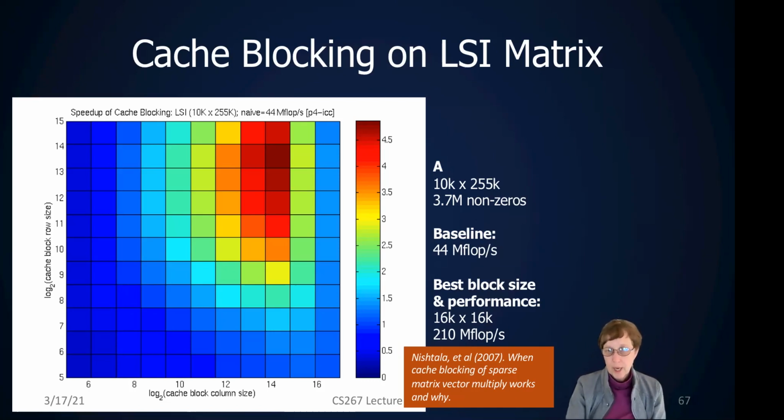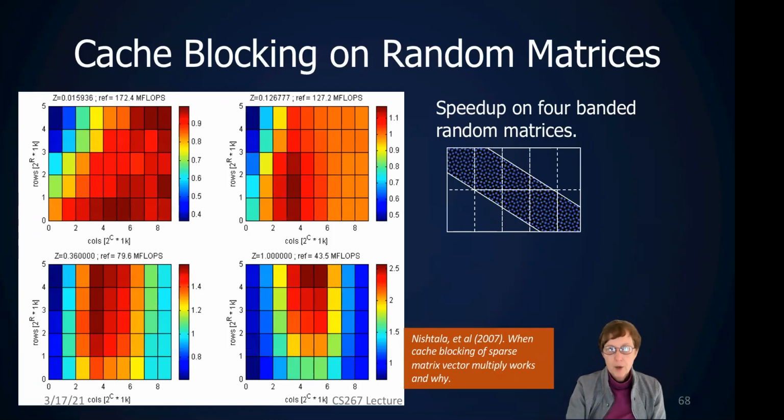The title was "When Cache Blocking of Sparse Matrix Vector Multiply Works and Why," and so it was because there were many cases in which it didn't actually work. And here's another, these are synthetic matrices, random matrices, but they have particular structure, which is they're banded. And this shows 4 different random matrices with this banded non-zero structure that's random within the band. And this was also used in Rajesh's paper and Nishtala's paper.